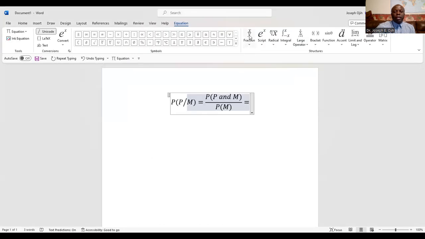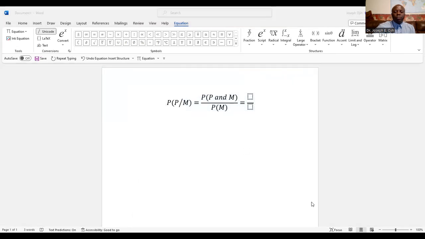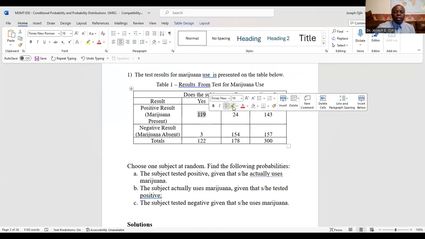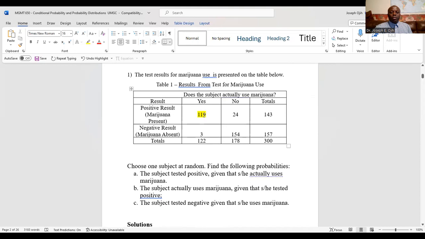So equals, let's put the numbers in. The whole of this row is for positive results, and uses marijuana is yes. So see positive and yes, uses marijuana. You can see that they intersect here. Think of it as the intersection in the road. It's the same thing here. Yes and positive intersect here, which is 119. So you're going to put 119 there.